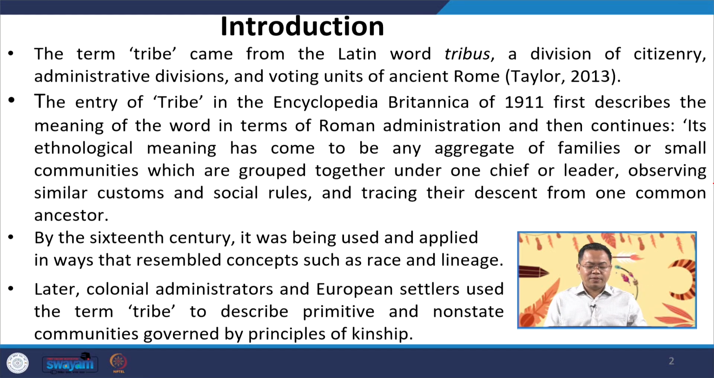Now, the concept tribe began to be used as a category like race, caste, class. So, therefore, it was in a big way that colonial administrators and European settlers began to use the term tribe to specifically denote primitive and non-state communities who are governed by the principles of kinship.